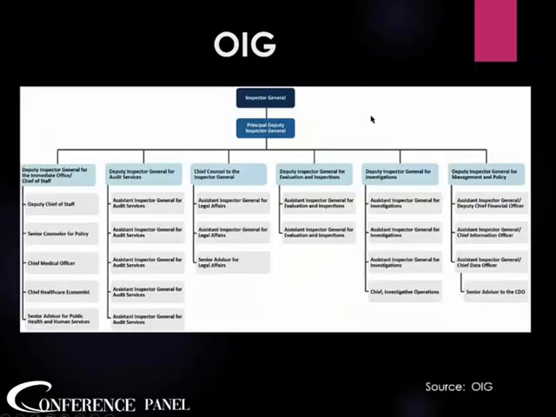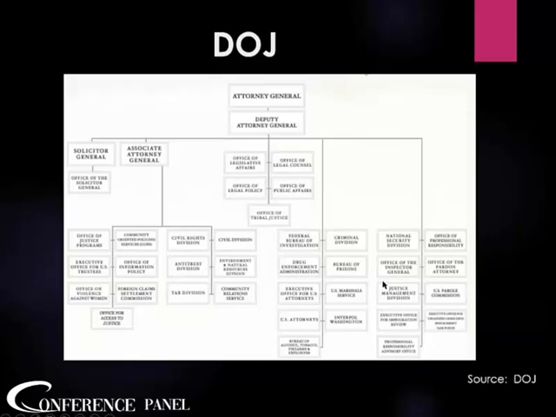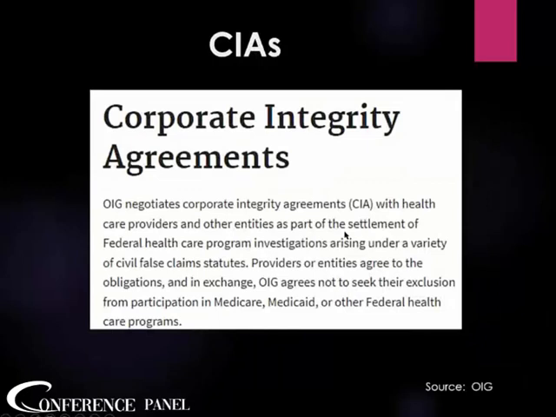Then we have the Office of Inspector General. The OIG is a huge organization. It's not just what we do in healthcare. They oversee many different departments. Then you've got the Department of Justice. As you can see, the Department of Justice has lots of umbrellas within it, and as you can see, the Office of Inspector General is under this umbrella. Just again to remind you, everybody is coordinated and working together using a uniform case management system, so it's very integrated. CIAs are a really big thing.